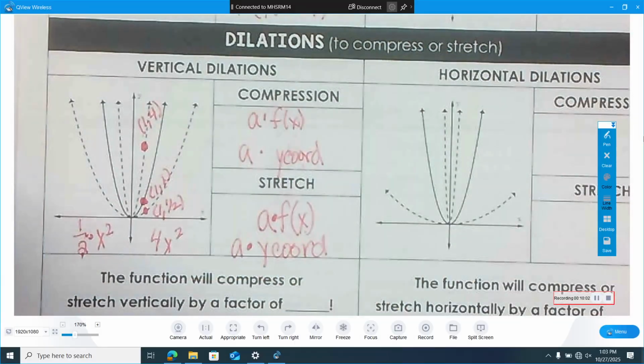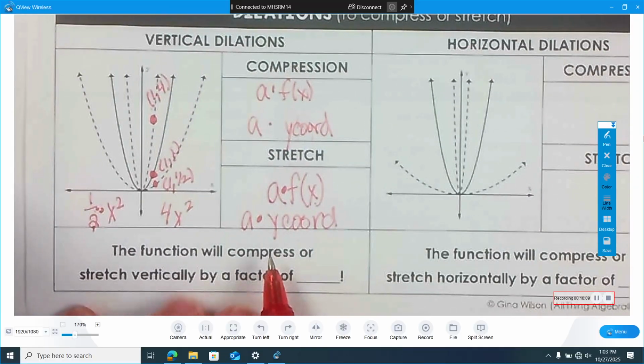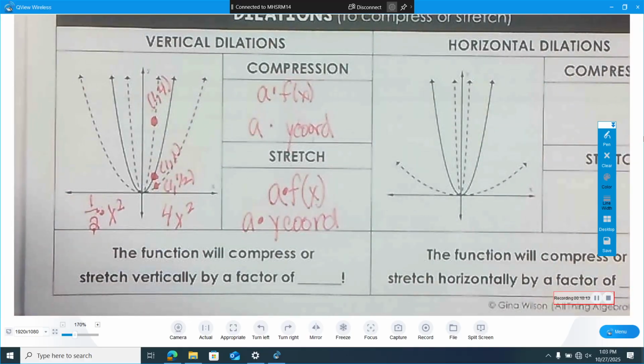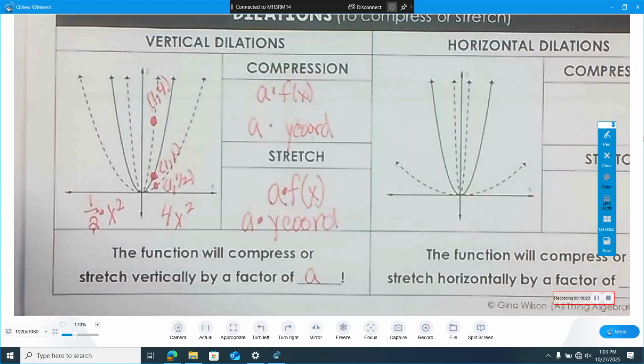And if you really understand what's happening here, it becomes really easy. So we call it a compression when we're multiplying by a number less than 1, because it's getting shrunk. All right, and if it's a number greater than 1, we call it a stretch. A function will compress or stretch vertically by a factor of a.